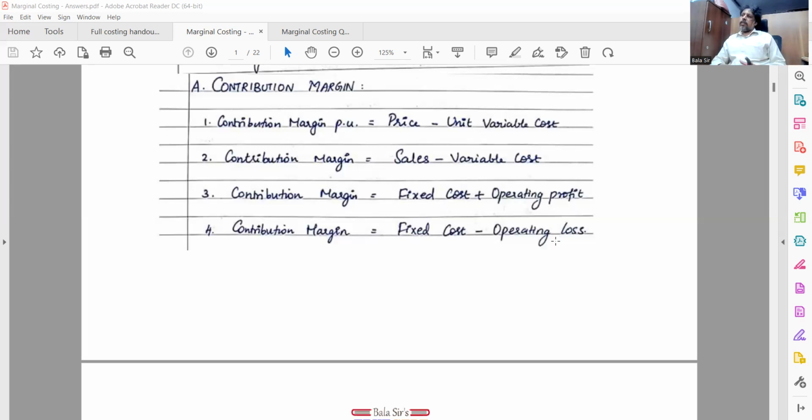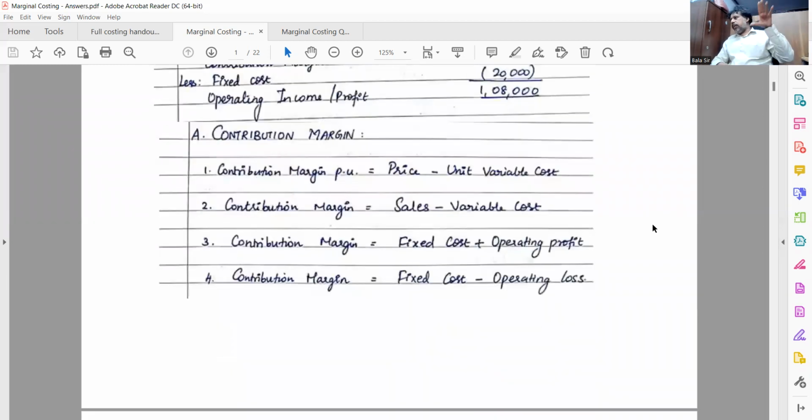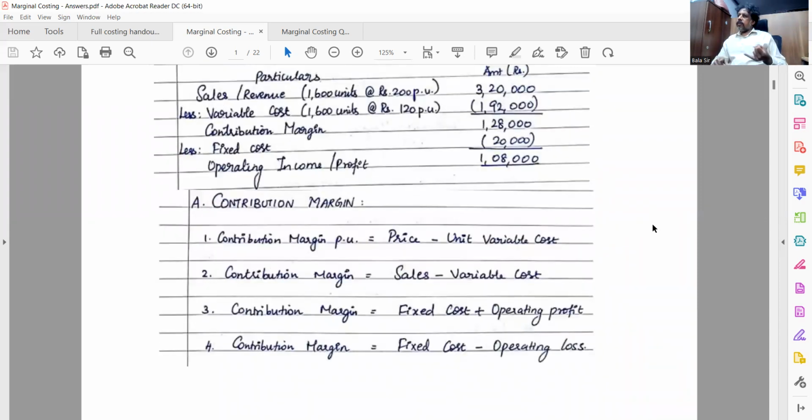Then number 3. Number 3, contribution margin is equal to fixed cost plus operating income. Just see the year 1 or year 2. Now just see what is the amount of fixed cost. It is 20,000. And what is the profit? 60,000. Now what is 20,000 plus 60,000? 80,000 contribution. Or you take year 2. It is fixed cost 20,000 and profit 1,08,000. Add both, you'll get 1,28,000.